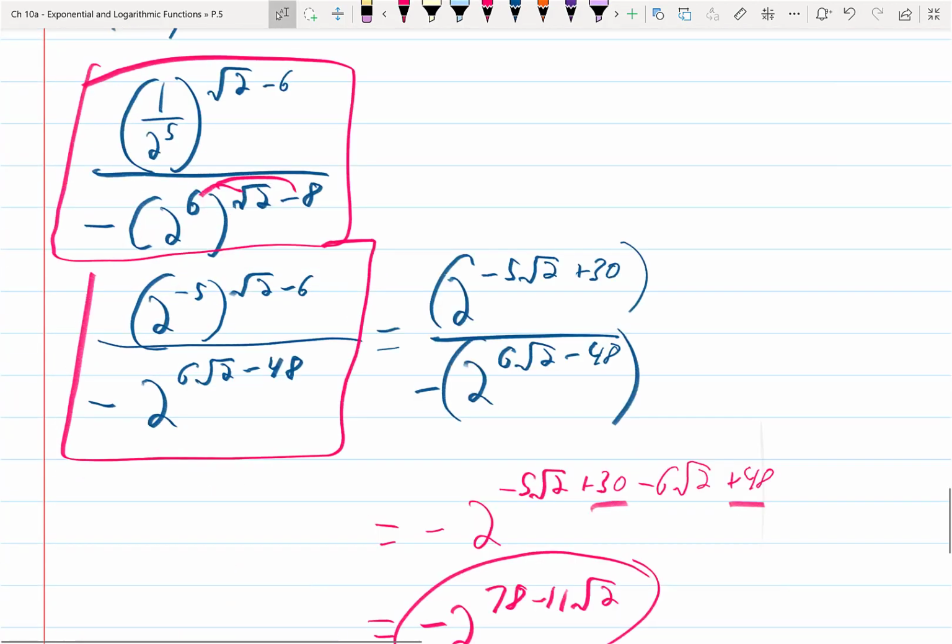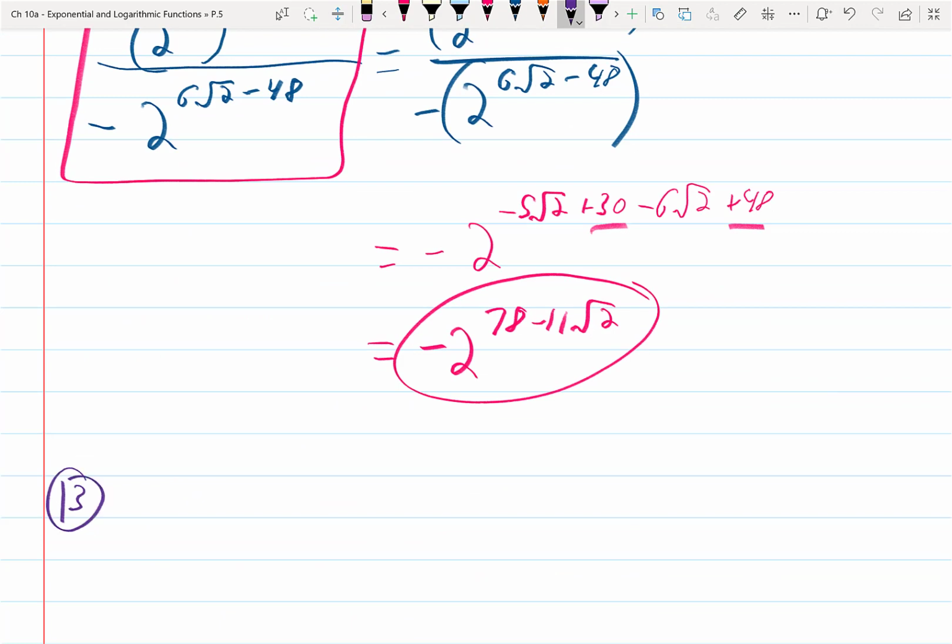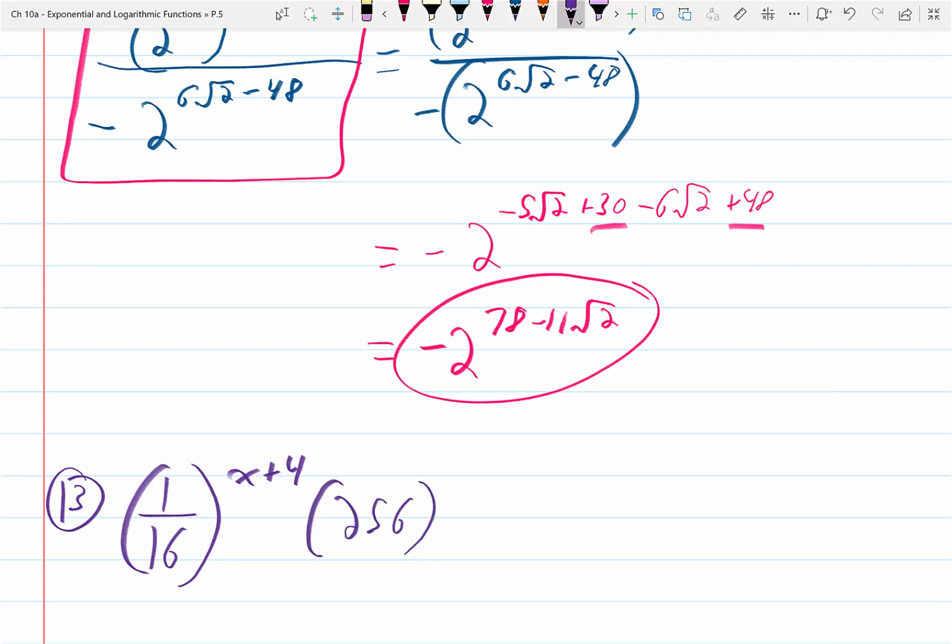Simple. That's simple. Okay, keeping track of my numbering system. Number 13. This is the last simplify one before we move to some solves. 1/16 to the x plus 4 times 256 to the 2x plus 1.